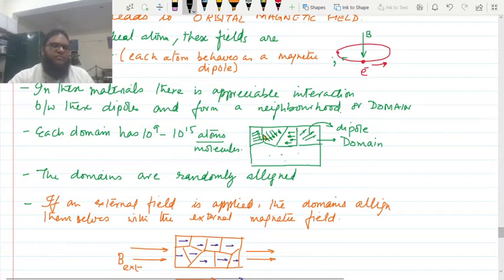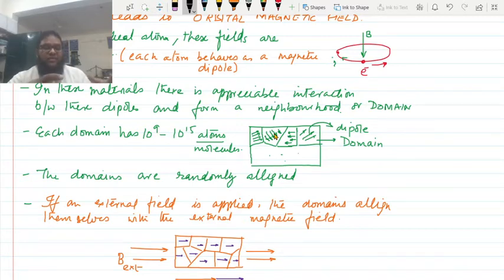So what happens is, neighboring atoms form a domain. There is an appreciable interaction between these dipoles, and they form a neighborhood. They form their own colony type of thing, and that is basically known as a domain. So there are several domains. These are larger in size, but the material can be divided into very small domains, and each domain will carry around 10 to the power 9 to 10 to the power 15 atoms, or molecules if it is a compound.